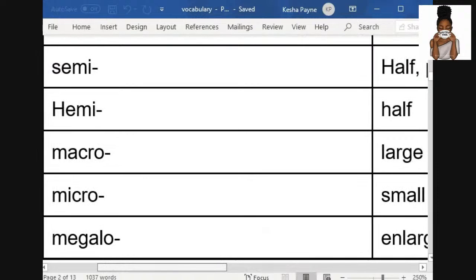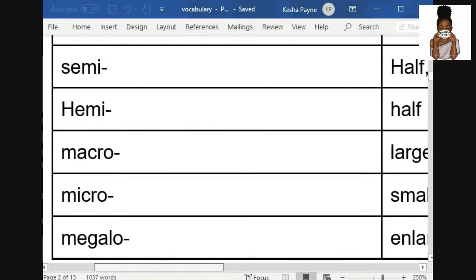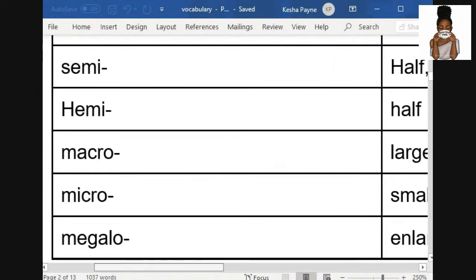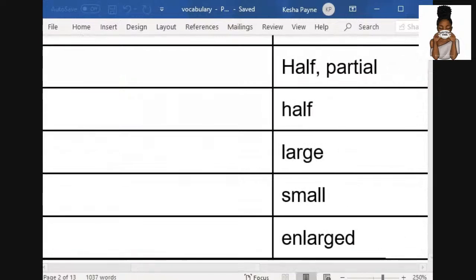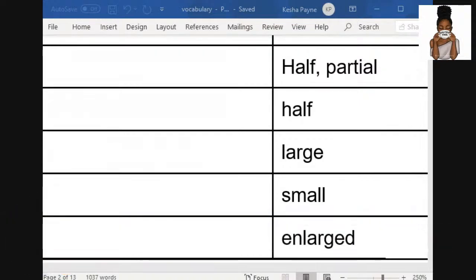Semi is half or partial. Hemi half. Macro large. Micro small, and megalo enlarged. Okay, I'm gonna be fine. I hope I will be great. I did this 20 years ago, so whew, Lord have mercy. Okay, we're gonna be fine.